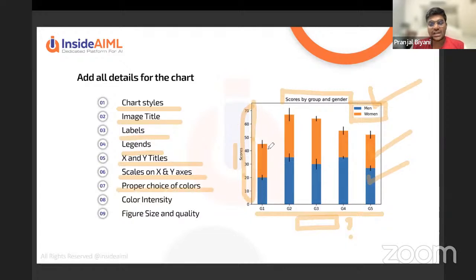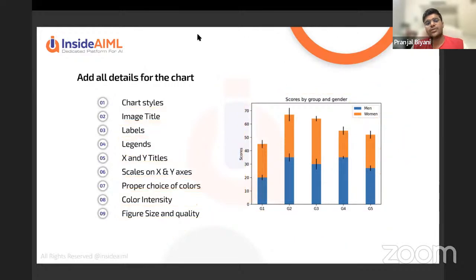So you can see both of these colors have a good contrast between them. So I can clearly separate the two colors, right? As well as none of these colors are too bright for me. They're very visually easy on my eyes. Color intensity. So if the orange is a very deep orange and the blue is a very light blue, that does not make sense. So both the colors should have a good amount of intensity, comparable to each other. And finally, figure size and quality. If you can view the image clearly, if the boundaries of the bar chart are clearly visible to you, if it looks like an HD quality image, that's when you can be sure of the figure size and quality.